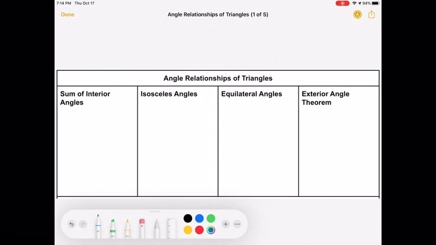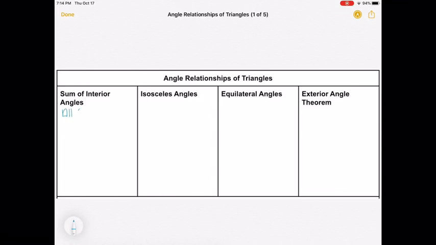So the first thing we need to know is the sum of interior angles. So for a triangle, there's three angles, okay? All three of them have to add to equal 180 degrees. So all three angles must add to equal 180 degrees.